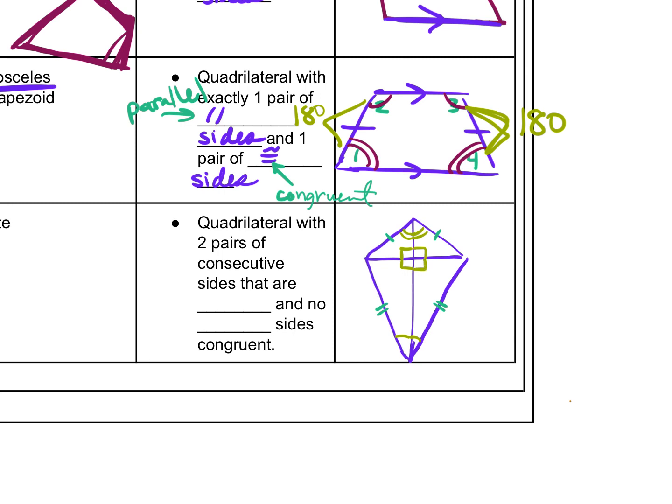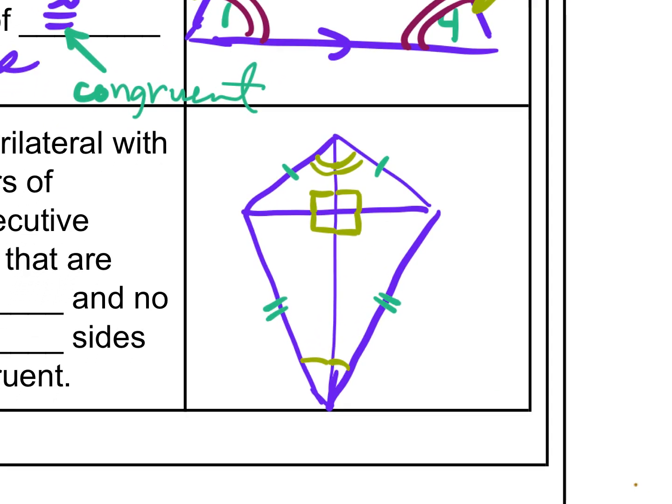Okay. There's two more sets of angles that are equal. This angle right here is the same as this one over here. And then this bottom one, 1, 2, 3, 4, with 1, 2, 3, 4.